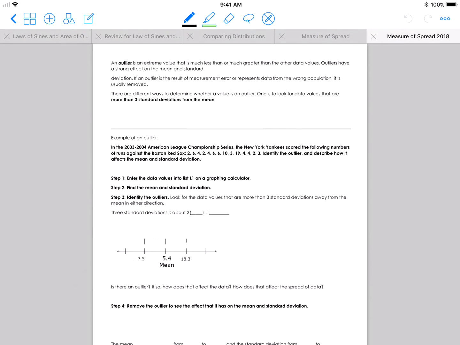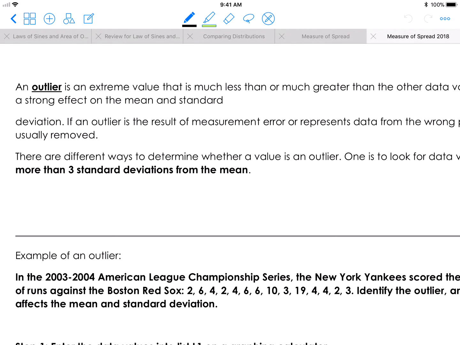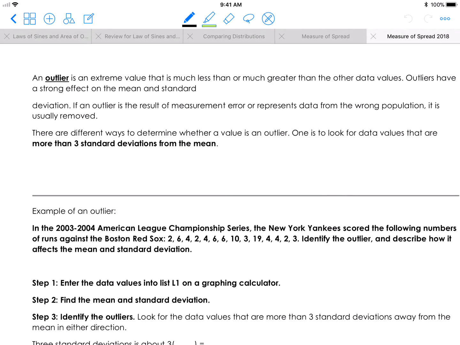Okay, let's talk about an outlier real quick. Because remember, we talked about outliers can throw your mean off. If you have a big outlier, it can shift your mean higher than it really should be. And if you have a very low outlier, it can shift your mean lower than it really should be. So an outlier is an extreme value that's much less or much greater than the other data values. Outliers have a strong effect on the mean and the standard deviation.